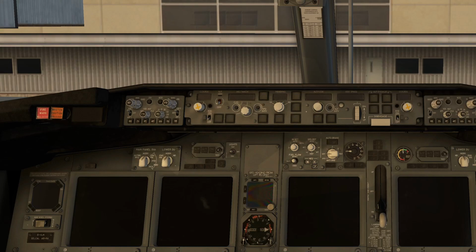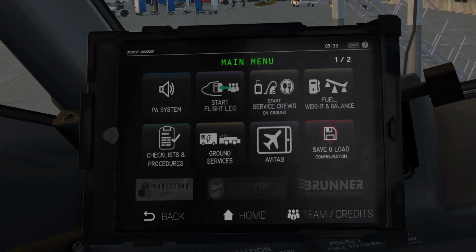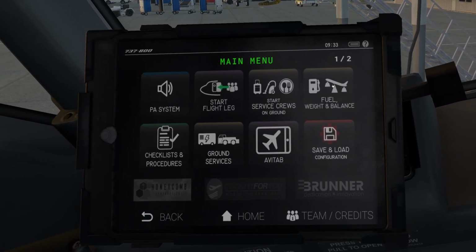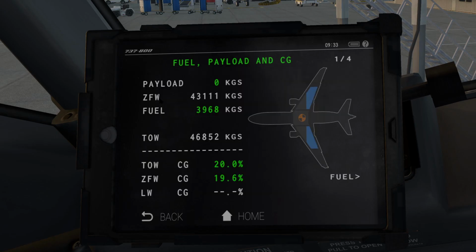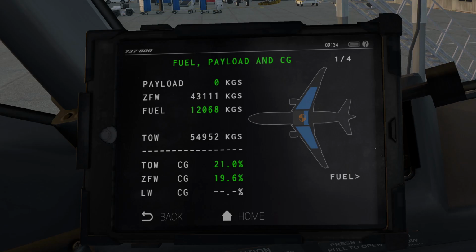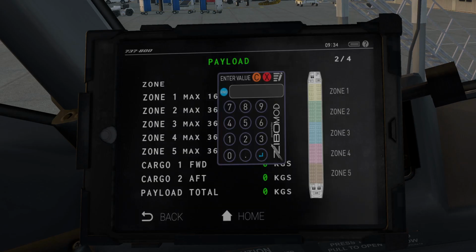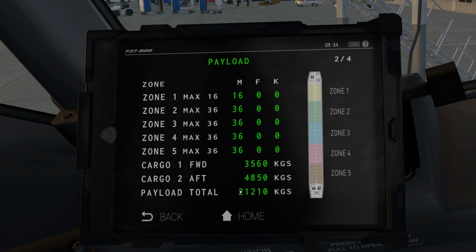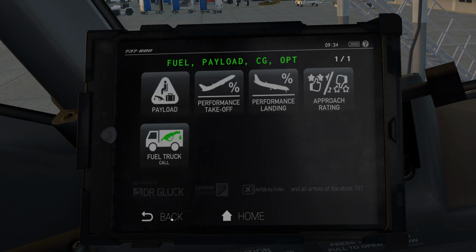So for 1400 nautical miles, we will need about 12 tons of fuel. And let's keep the remainder. And as far as the payload is concerned, we will have a full payload. So let's say 24 tons. Reduced to 21 tons 10, so that will be the maximum payload we can have. So we will be very heavy.